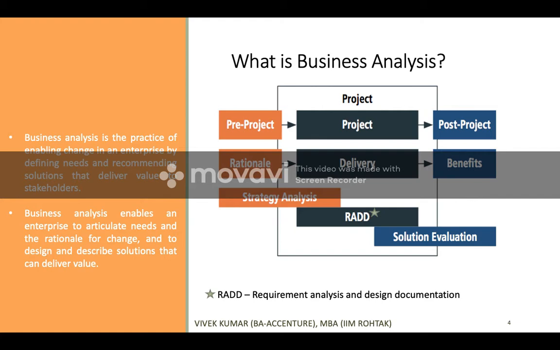Now, in case of business analysis process, we have divided these three phases in strategy analysis, RADD, which is nothing but requirement analysis and design documentation, and finally we have solution evaluation. Now, what is strategy analysis? Now, strategy from a company perspective is the business goal the firm wants to achieve.